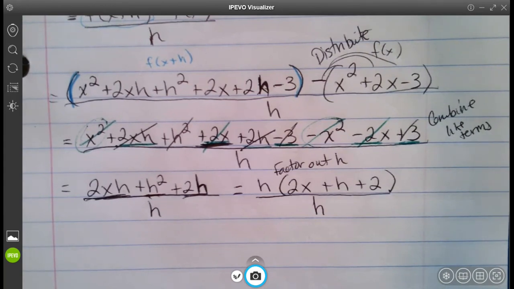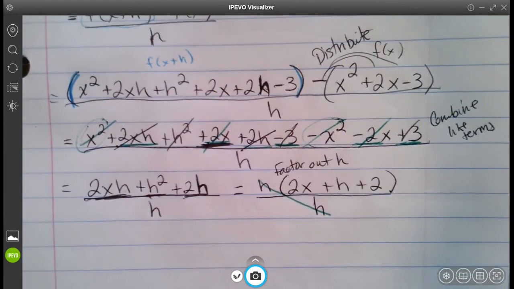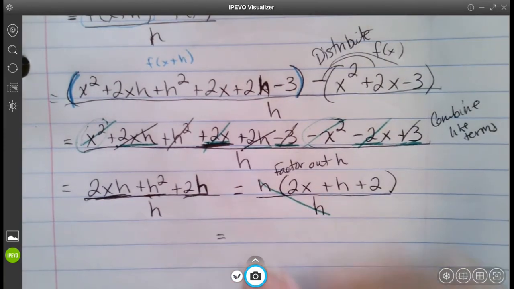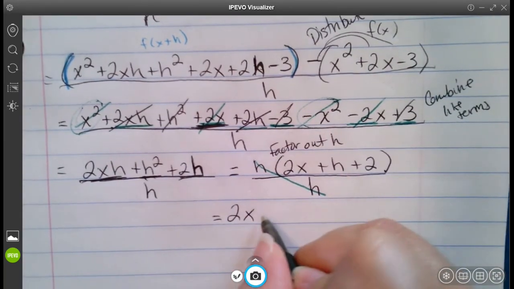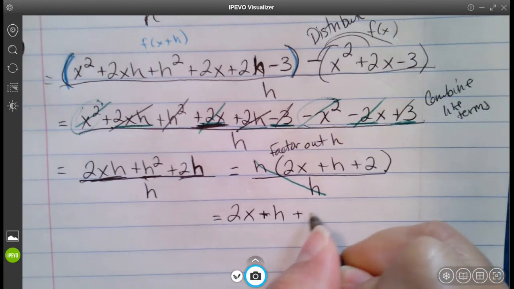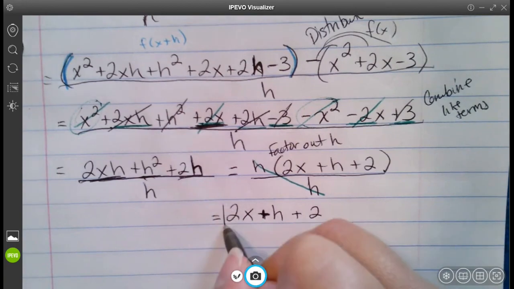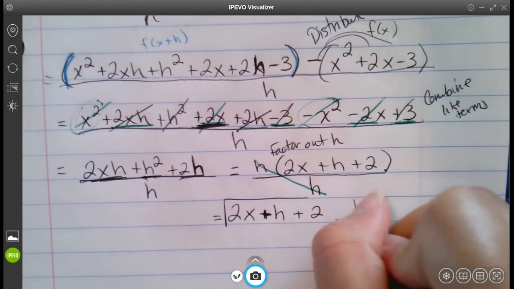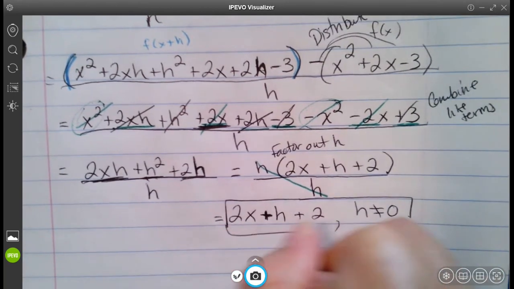Okay, and then you're going to notice that the h's here cancel out. So my final answer for this enormous problem that I'm hoping was a little bit exciting for maybe at least one of you, okay, is the following: 2x plus h plus 2, comma, h cannot equal 0. We do have to include that disclaimer there.